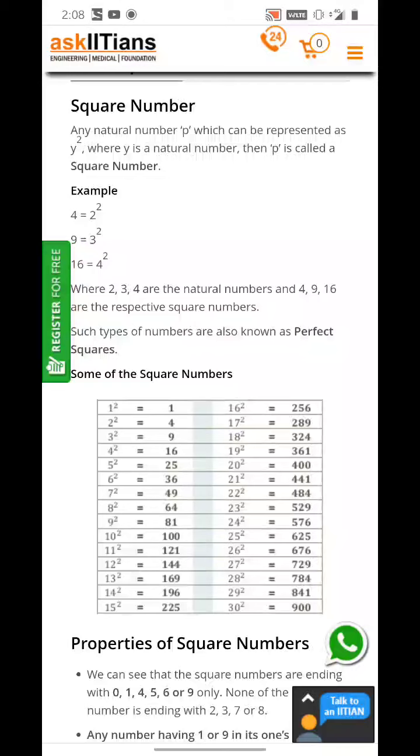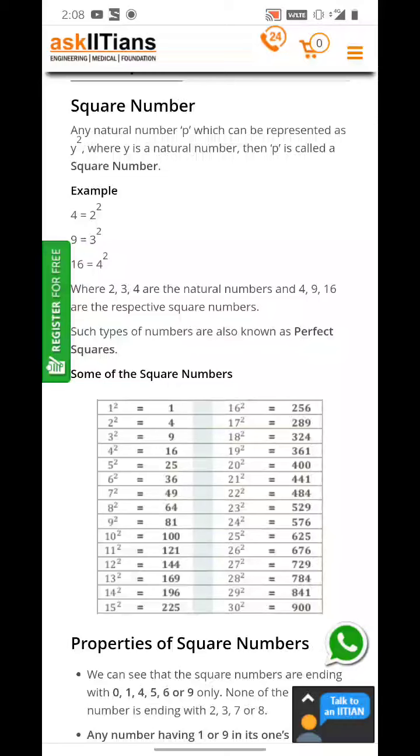For example, what is the natural number here? The natural number is 4. Can we write it as y square? Y means the number itself. Here it is the number 4. Can we write it as 2 multiplied by 2? That is 2 square. We have to find a number, the square of which is the given number. Here the natural number is 4, so we have written it as 2 square. So 4 is a perfect square, so p is a square number. Similarly, 9 can be written as 3 square, 16 can be written as 4 square.